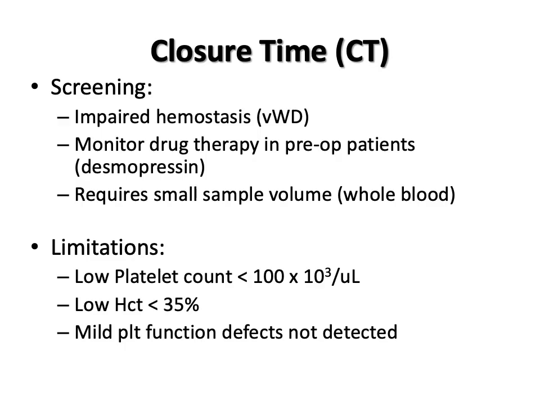The closure time is used as a screening test for von Willebrand disease and can also be used to monitor desmopressin therapy in preoperative patients. Desmopressin is a medication used to treat diabetes insipidus, bedwetting, hemophilia A, and von Willebrand disease. The sample is whole blood. Limitations include low platelet count and low hematocrit. In addition, mild platelet dysfunction may not be detected.